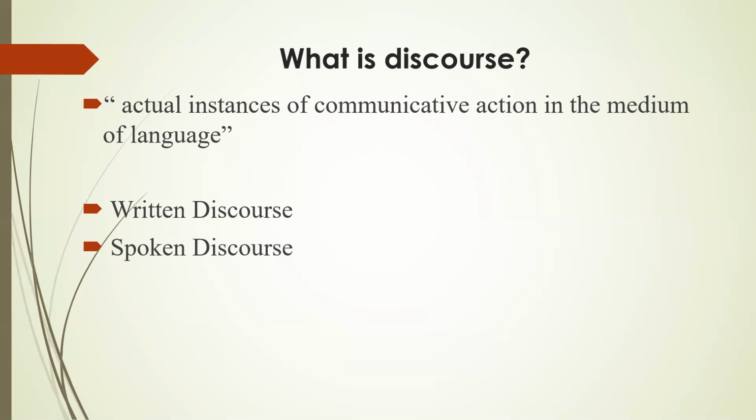So we have two varieties of discourse: written discourse and spoken discourse. Written discourse is basically the kind of language that we produce in writing. If we write a note, a notice, an essay, an academic article, an email, a memo, whatever the form of writing you're doing, the language that you use in that form of writing can be considered a discourse. So you're producing discourse.